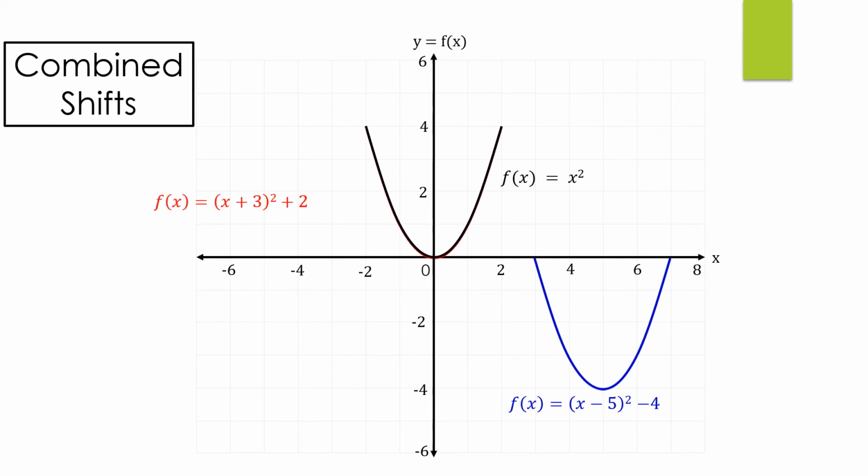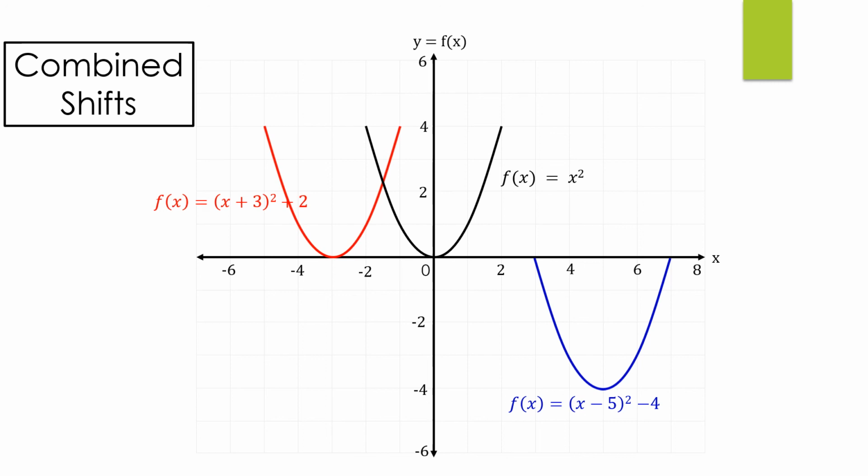So we'll look at one more function, and that's f of x equals x plus 3 all squared plus 2. So this time, our x plus 3 all squared tells us that we've got a horizontal shift going 3 units to the left. So that means all of our x coordinates are moving 3 units to the left, and our y coordinates are staying the same. Now we could predict that our turning point would be at negative 3, 2.